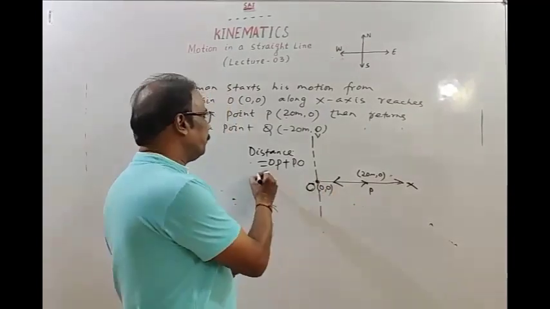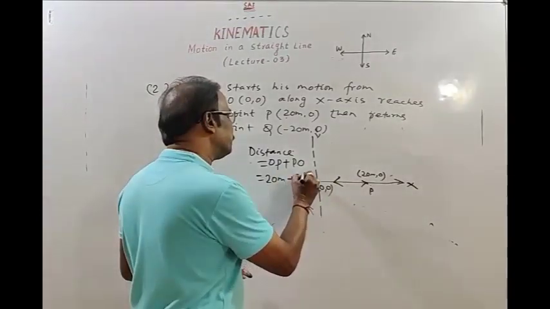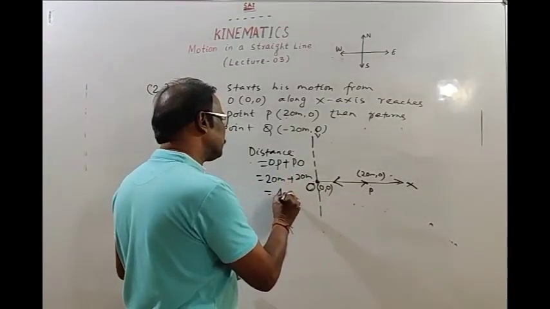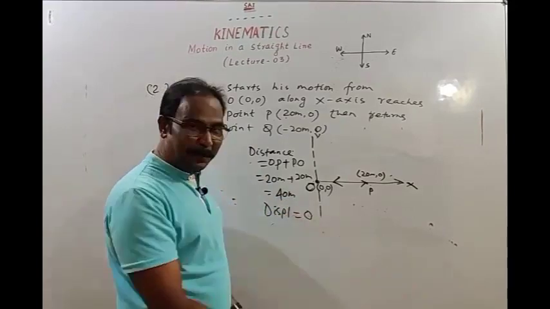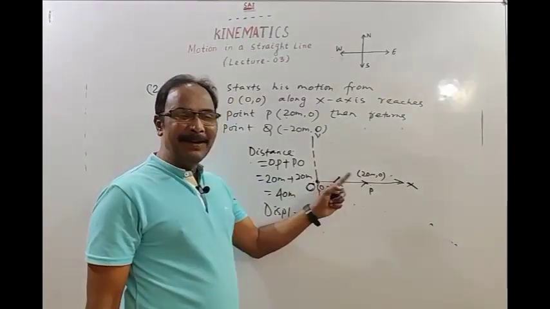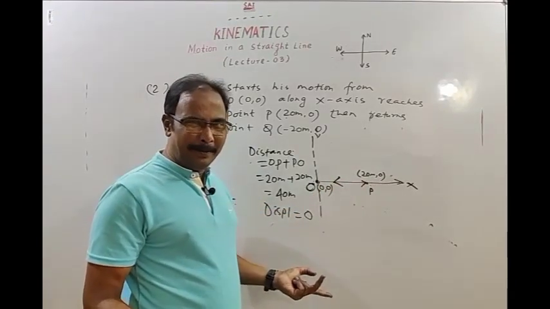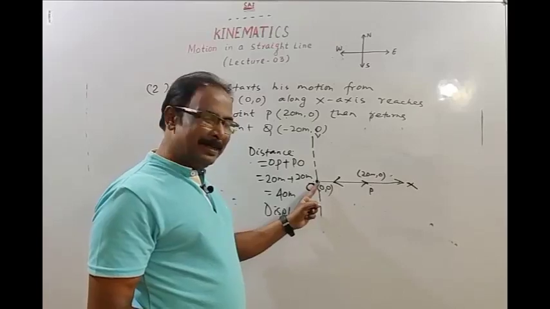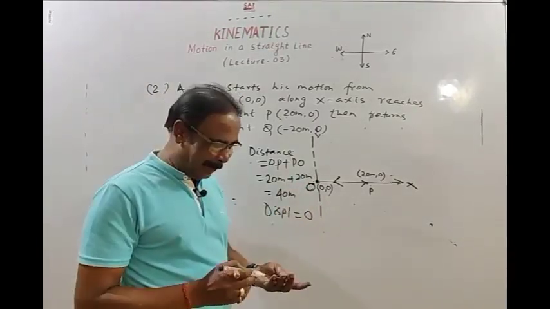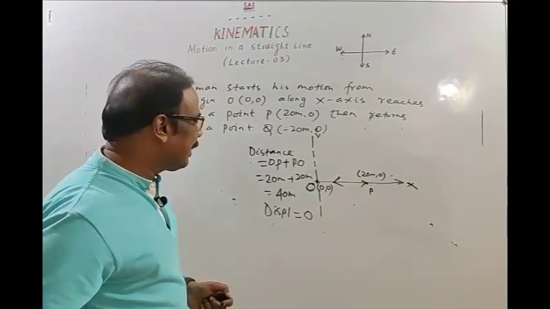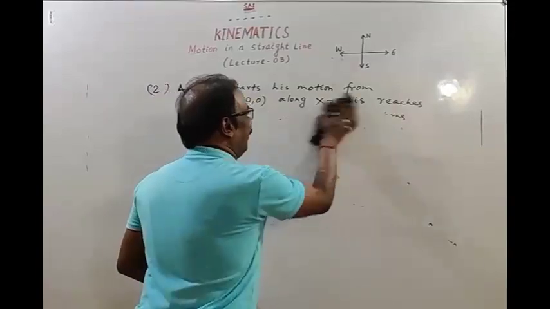So OP plus PO. From O to P distance is 20 meter, again from P to O distance is 20 meter. Total distance is 40 meter. Again, displacement is obviously 0, because O is the initial position and O is the final position. The man has returned back to the initial position. So the shortest path from initial to final, initially O, finally O, means displacement is 0. Suppose this question were asked like this, I am changing the question.